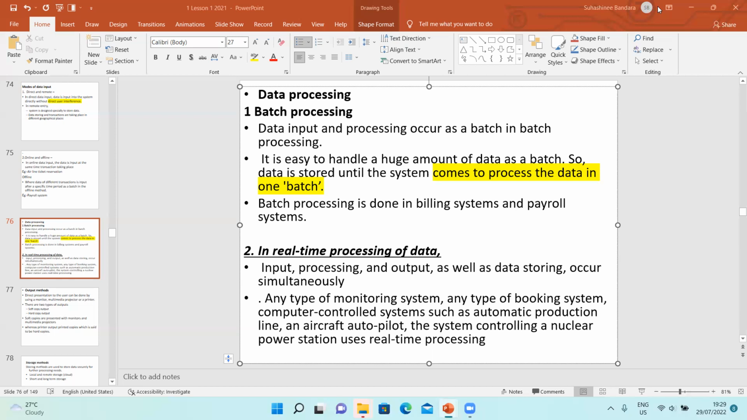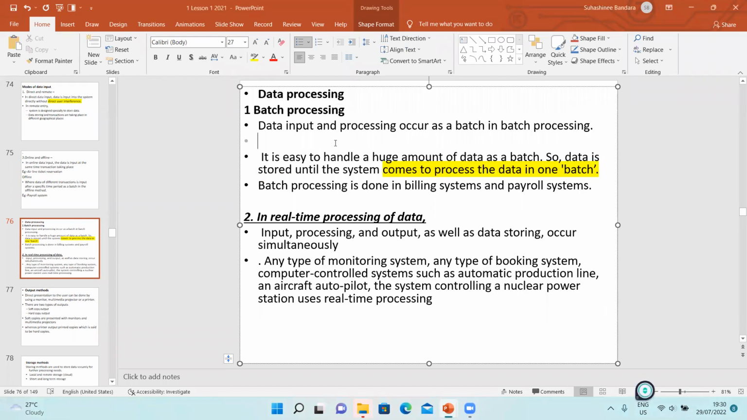So batch processing means gathering the information batch by batch, part by part, and after a certain period of time, doing the processing part. It will take some time to complete. Data input and processing occur as a batch, and it is easy to handle a huge amount of data as a batch. Data is stored until the system comes to process it in one batch. So we gather the data within a certain period of time.